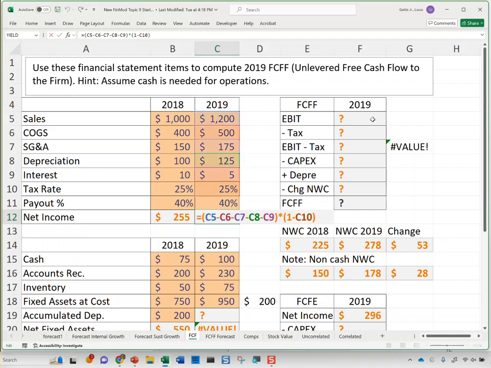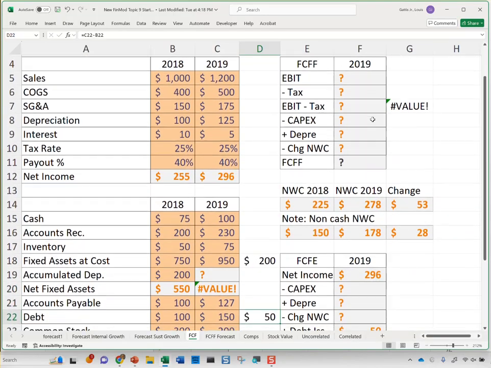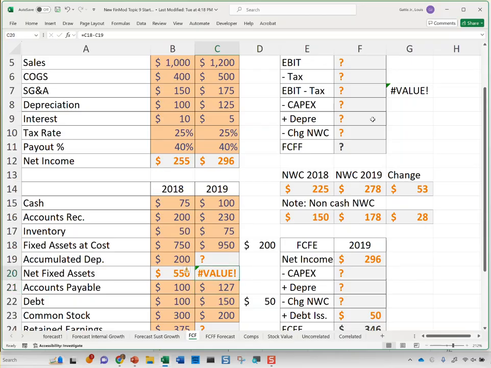But did it generate cash? Well, let's take a look. Here's its balance sheet too. All right, so let's take a look here. Well, it looks like there's a number missing. Let's fill that in. Accumulated depreciation. Well, this company in 2018 had accumulated depreciation of 200.